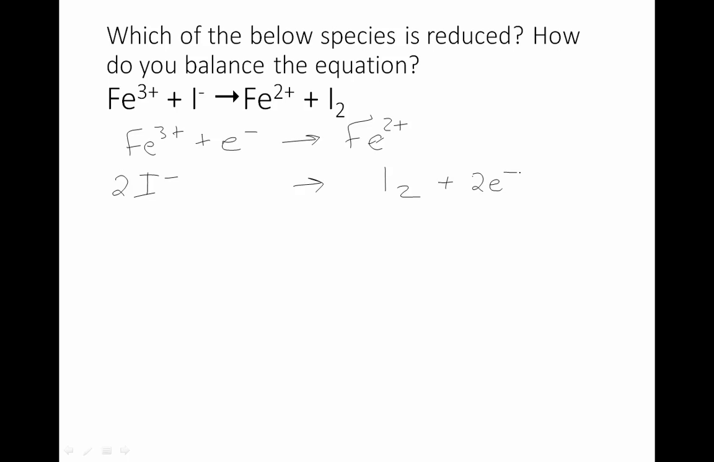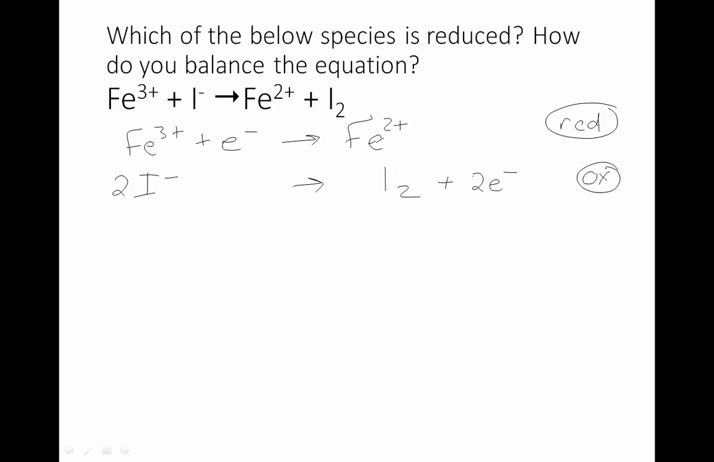So now, which one is oxidized? Which one has been reduced? Which one gained electrons? Our iron, so it was reduced. Which one was oxidized? Our iodine. So now we have to balance them. What can we do to balance?